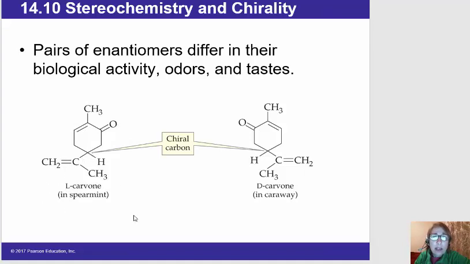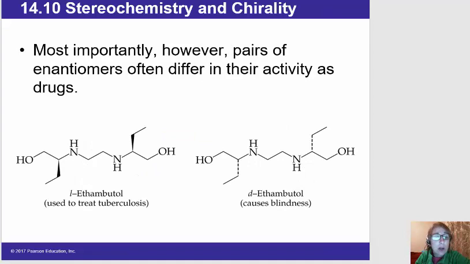The L enantiomer is a flavoring that's found in spearmint, gives it its characteristic minty flavor, whereas D-carvone is found in caraway and gives it its characteristic flavor. And these two are very, very different flavors, and one is just merely the mirror image of the other, but that different orientation in space has a profound impact on how biological systems interact with that molecule.